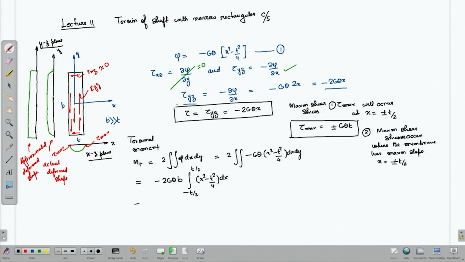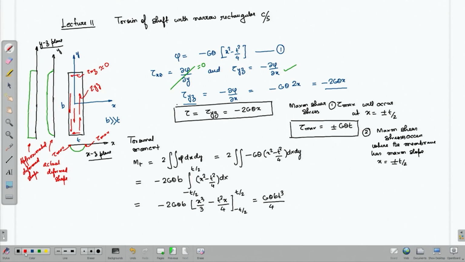So, if we integrate this, we have minus 2 G theta into b into x cube by 3 minus t square x by 4, where x varies from minus t by 2 to plus t by 2. If we evaluate this integral, we will find out that this is going to be G theta b t cube by 4.